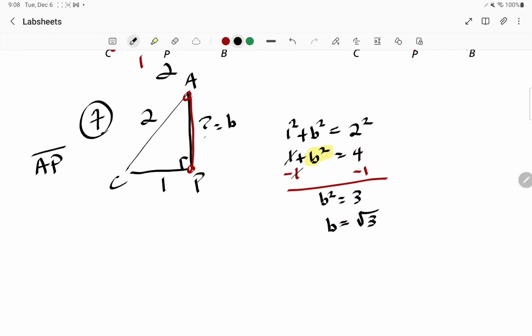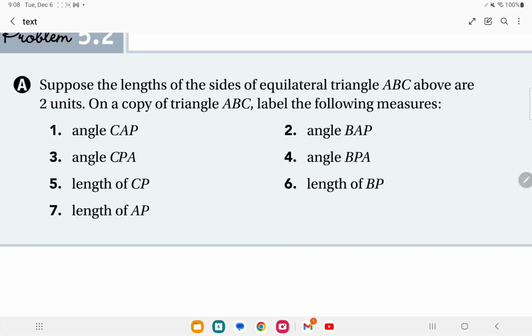Right, so the length of b would be the square root of 3. And that's AP. So we leave it as the square root of 3. You can find that as a decimal, but let's leave it as the square root of 3 for right now. So that answers all of 1 through 7 on that lab sheet.